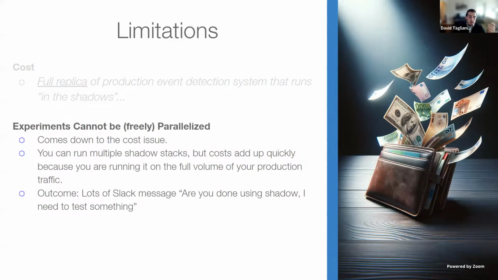And then a corollary to this is that because it's expensive, you're not going to run multiple shadow stacks. You could, in theory, have 4, 5, 6 shadow stacks, and if you want to have more experiments running in parallel, that is another benefit. But in practice, you won't do this because it ends up being incredibly expensive. So what we do is we run a single shadow stack, and it's shared between our ML engineers. And then they'll coordinate on Slack. So you'll see a lot of messages like, hey, are you done using Shadow? I need to test my branch. But I take this as a good sign that the system is useful.